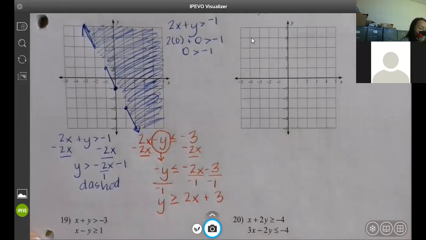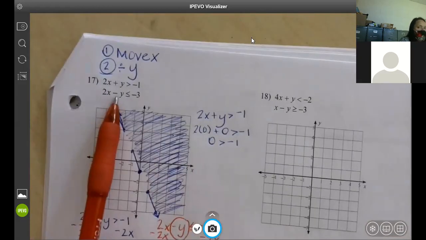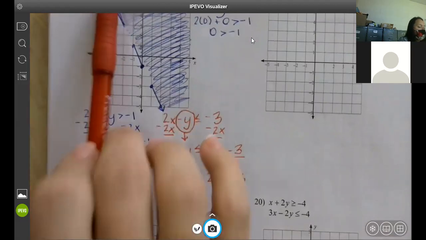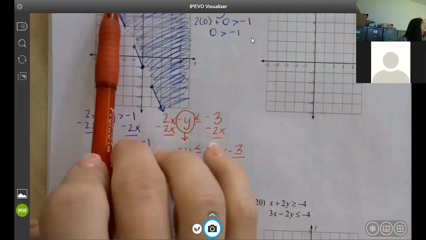Now, here's what I want to tell you. If you forget that rule, it's not going to hurt you on this as long as you plug into the original equation, okay? This would only matter if you plug in 0, 0 to this equation, but that's why I keep going back and plug it into the original, okay?